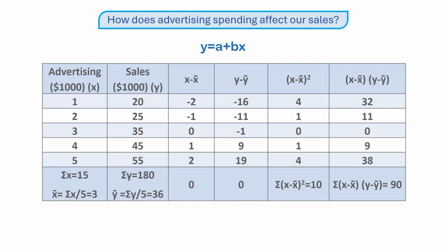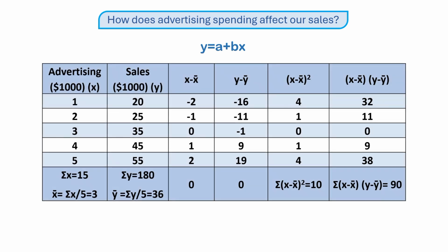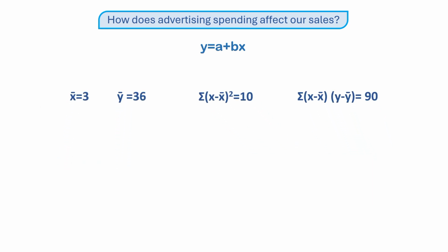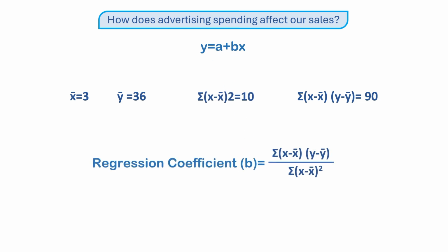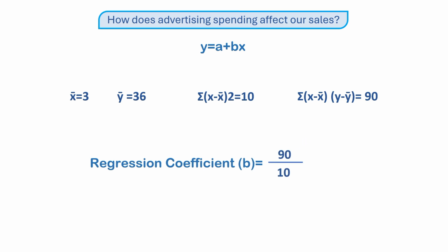For that, we calculate this table. Since it's a higher study, I think you are able to calculate this table easily. After calculating this table, we get these values. Let's calculate the regression coefficient or slope b. We input our calculated values. We get slope 9.